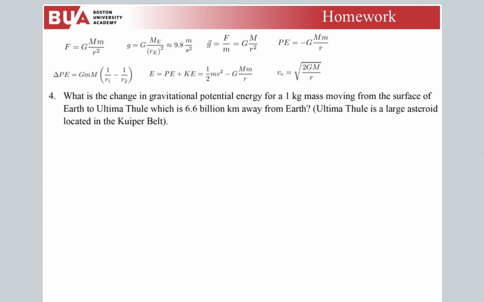Okay. Same thing. We're now moving that 1 kilogram mass from the surface of the Earth to Ultima Thule, which is 6.6 billion kilometers away. Ultima Thule is a large asteroid in the Kuiper Belt. If you've never heard of the Kuiper Belt, that is an asteroid belt way beyond most of the planets.